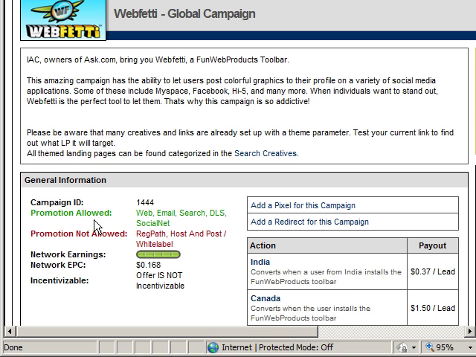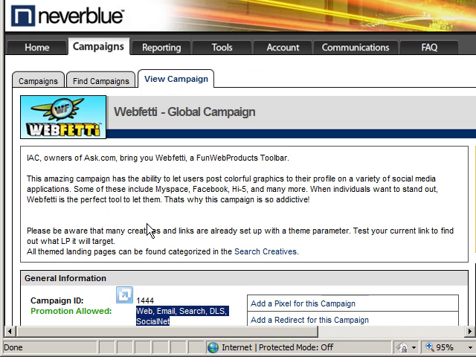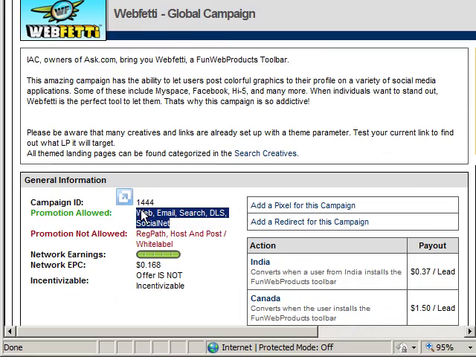Some allow you to do web, email, search, meaning PPC, DLS, social networking, but there is promotion that's not allowed, which is listed here. But these are pretty much the general ones, so I wouldn't really worry that much about it. And most of the offers allow you to do this.